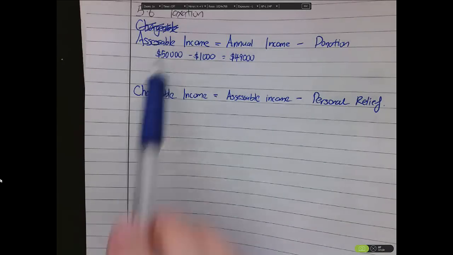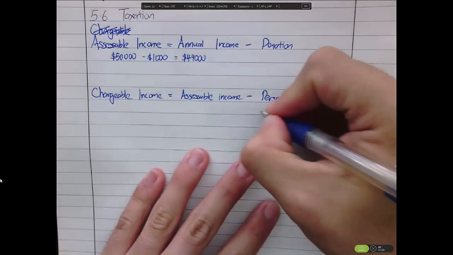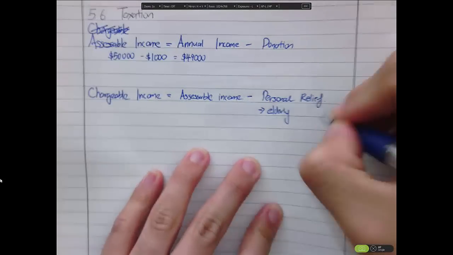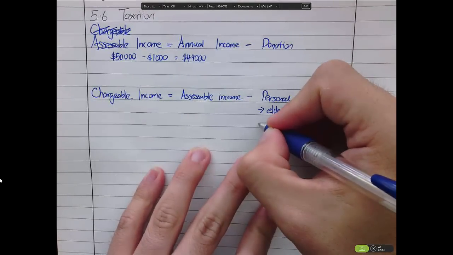Chargeable income is your assessable income minus your personal relief. Personal relief is something like discounts on the amount that you're taxed on. What are certain possible personal reliefs? For example, if you stay at home with the elderly, they may give you a discount of maybe $1,000 or so. You can go and look at the IRAS website.